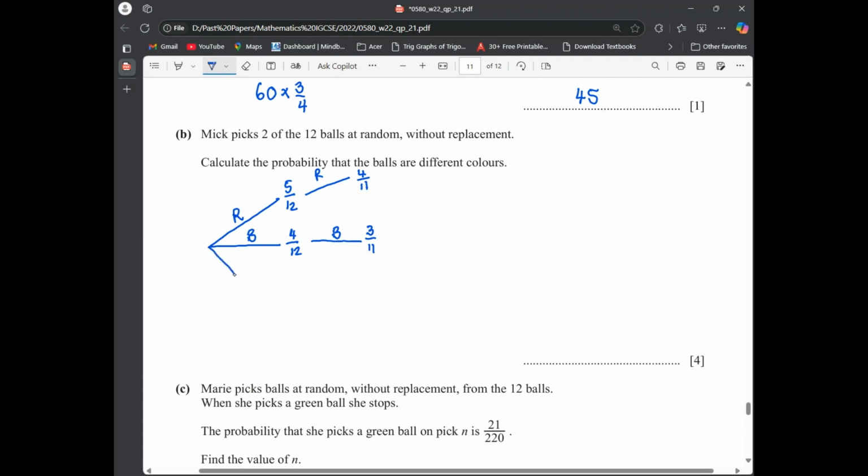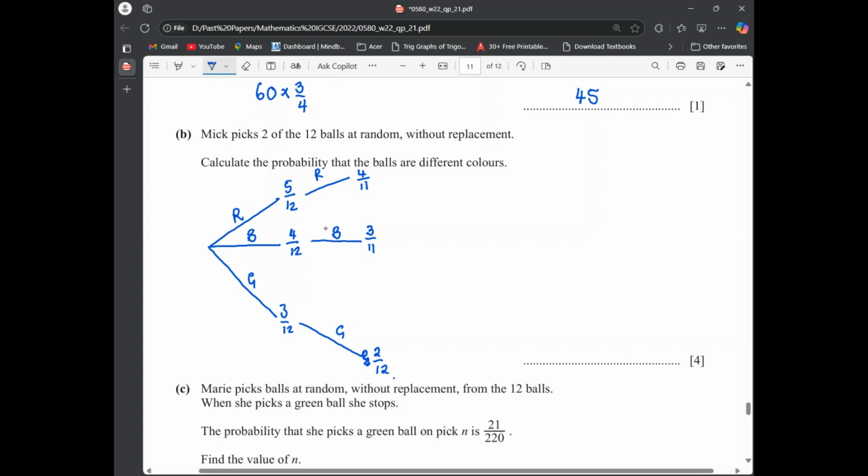Or Mick can pick a green ball. Now the probability of picking green, how many greens do we have? 3, I think it was. Yes, so green is 3 out of 12. And if he picks another green again, his chances of picking green again are 2 out of 11.